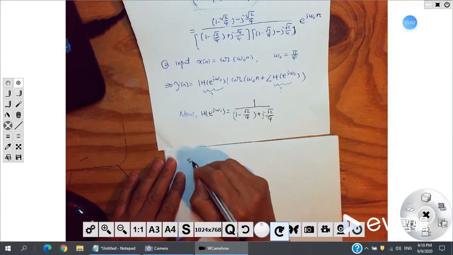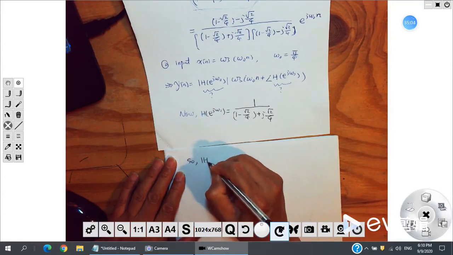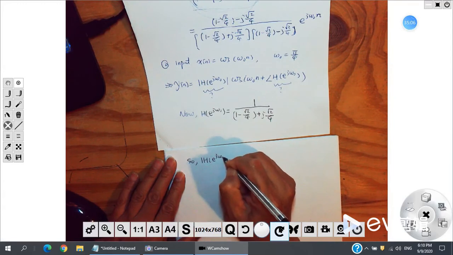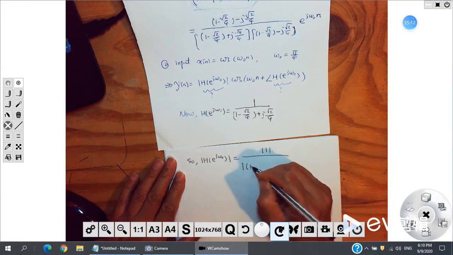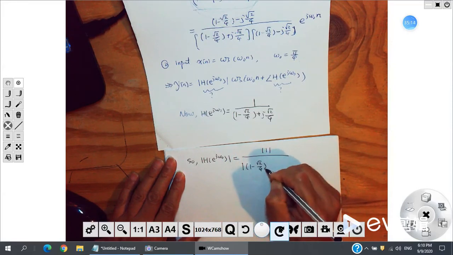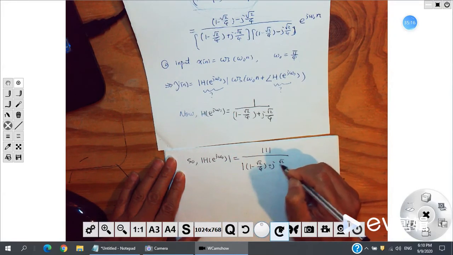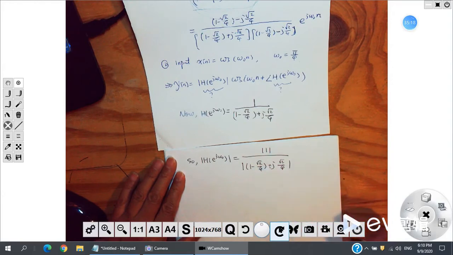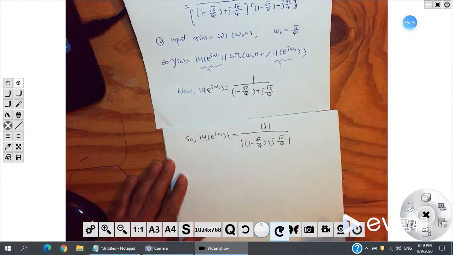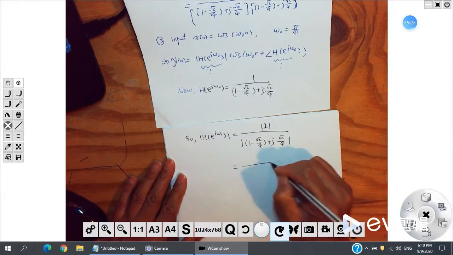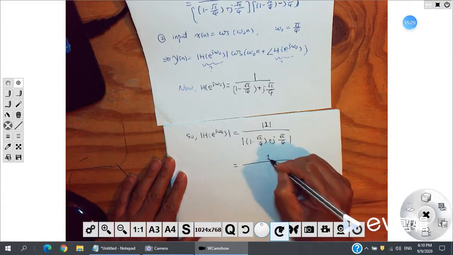So the magnitude is equal to the magnitude of 1 over the magnitude of 1 minus square root 2 over 4 plus j square root 2 over 4. This bar means magnitude. For a real number, the magnitude is just the absolute value. So this is just 1 in the numerator.